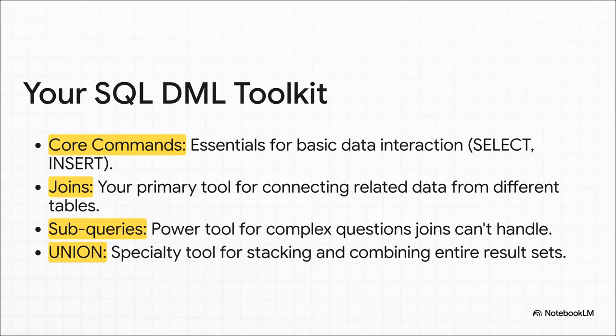So let's do a quick recap. Your toolkit starts with those 4 core commands: select, insert, update, and delete. Then you have joins, your go-to tool for linking related data across tables. You have subqueries, your power tool for those complex, multi-step questions, especially the ones that joins can't touch. And finally, you have union, your specialty tool for just stacking different result sets together.